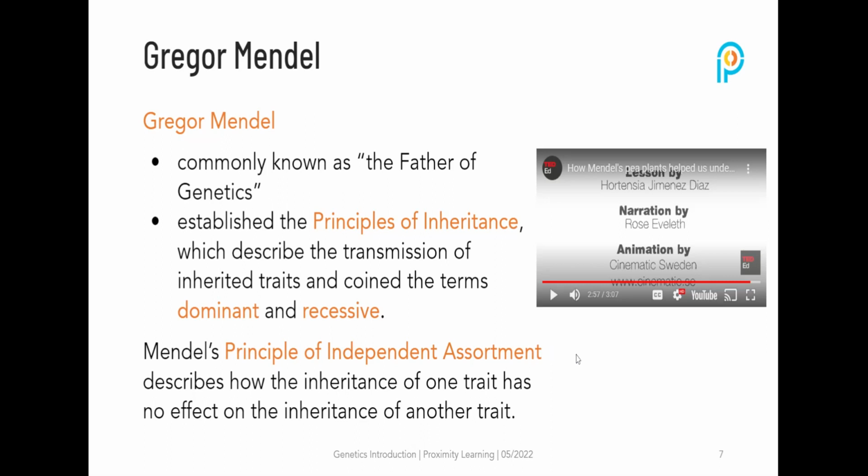So, if you've ever wondered, why do I have curly hair? Or why can I roll my tongue? Or why is my thumb shaped like a hitchhiker? These are all things that you have inherited, and they come from either your mom or your dad.